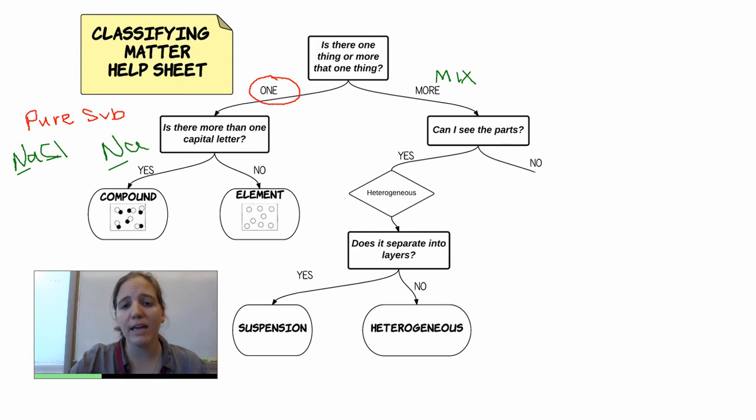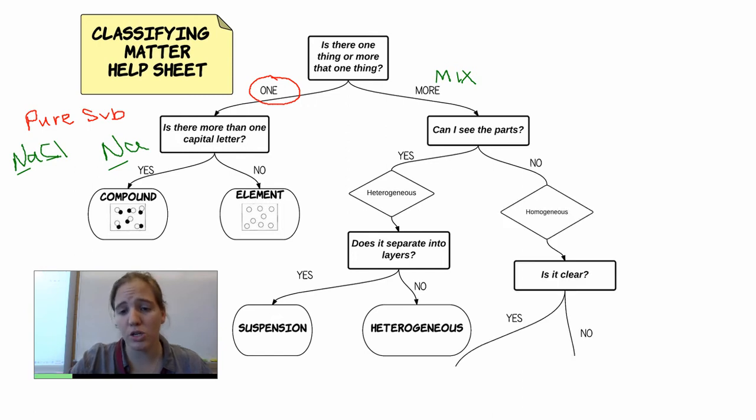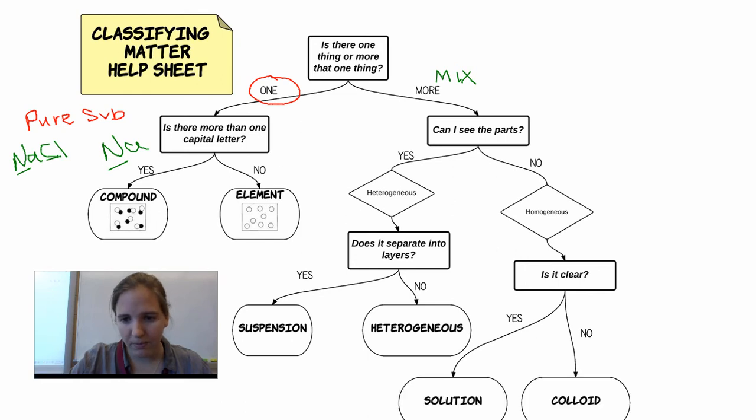Going back, if I answered, can I see the parts, and answered no, then I know it's a homogeneous mixture, and I need to ask myself, is it clear or not? If it's clear, it's a solution. If it's not, it's a colloid. All right, let's practice the skills a little bit.